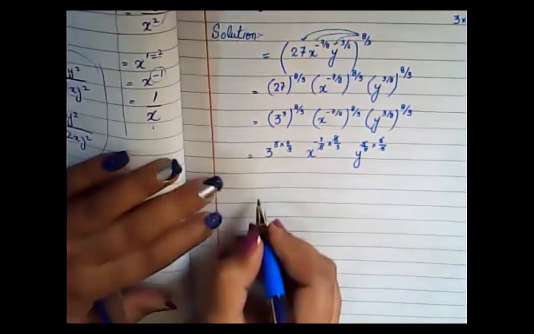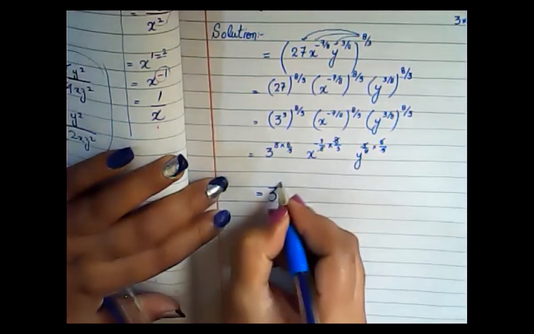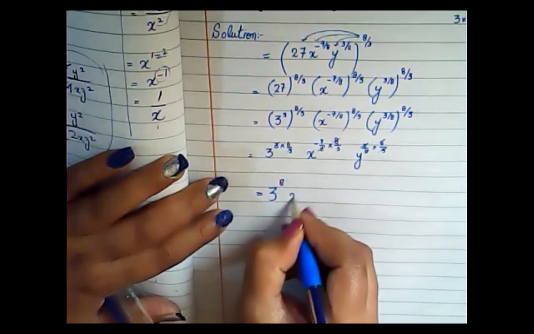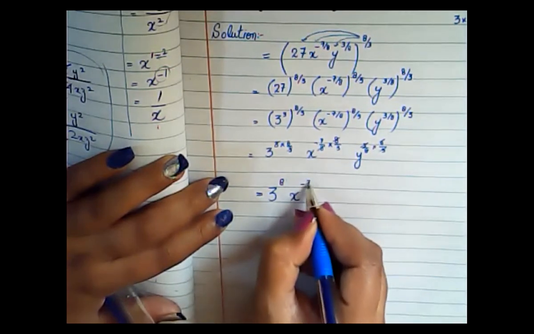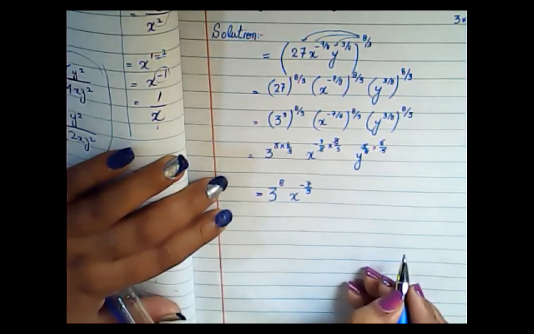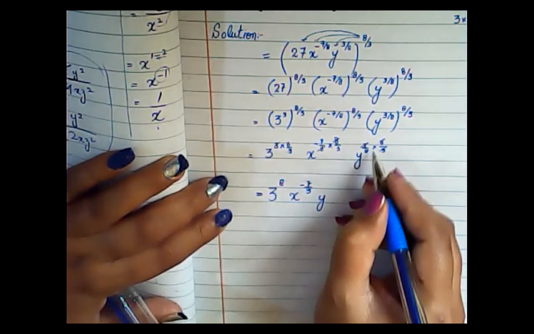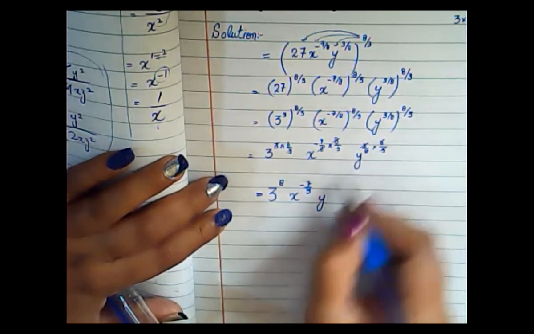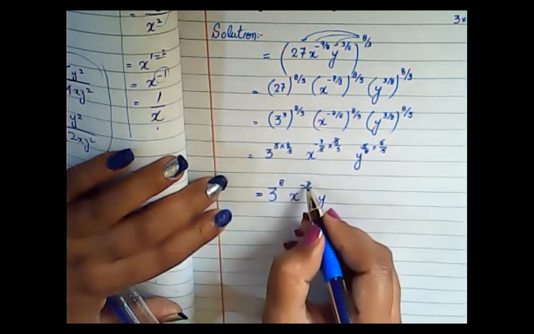Now what will be left here? 3 raised to the power 8. Then x. Here what you have? Minus 7 upon 3. Then the remaining power of y here is 1, because everything is cancelled, so no need to write 1 here.